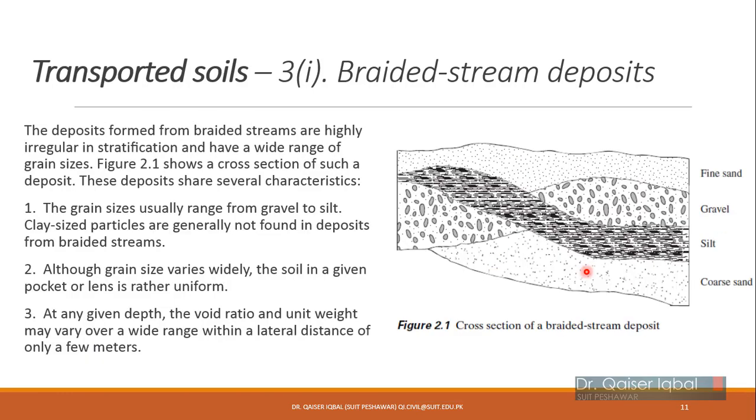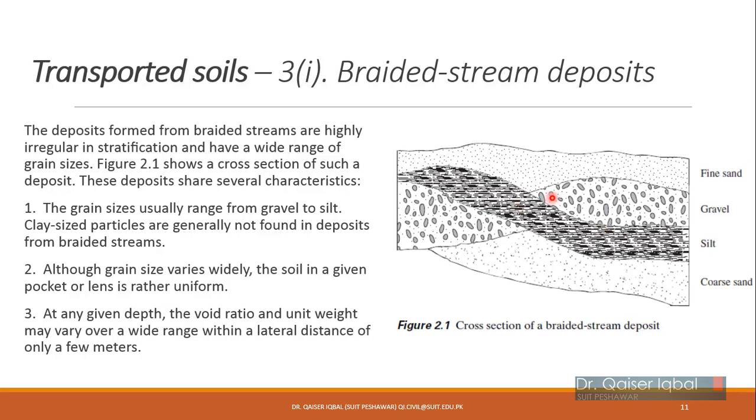Now the deposits formed from braided streams are highly irregular in stratification. Compared to the other types of deposits, like the lake deposit I showed you, where one layer is continuous on top of another layer, in the case of a braided stream they are not horizontally the same. You can see over here, this is a cross section. So silt is going this way, gravel is below here, and then above the silt you have fine sand, and you have coarse sand below here as well. So their deposition will be irregular.